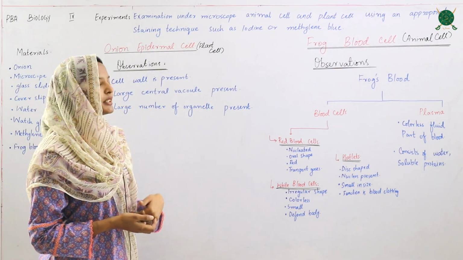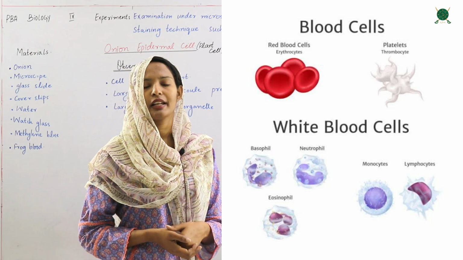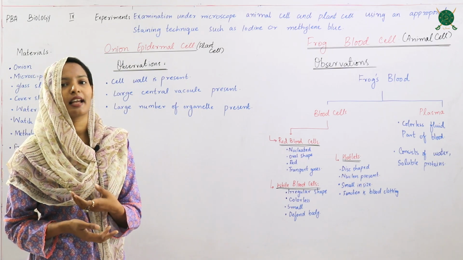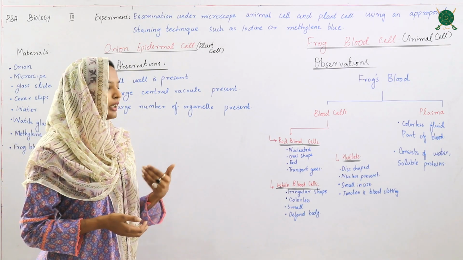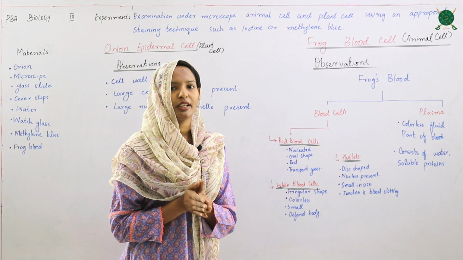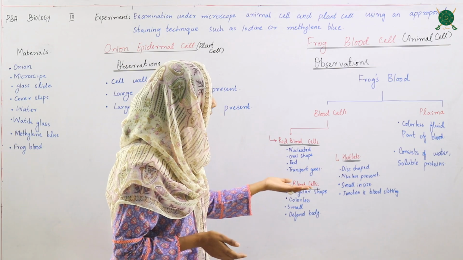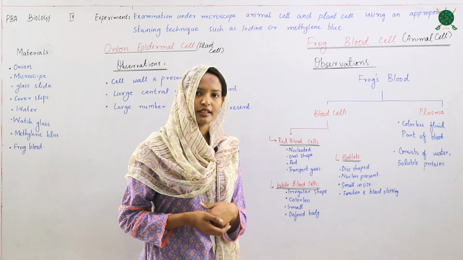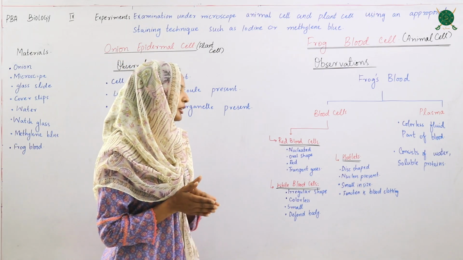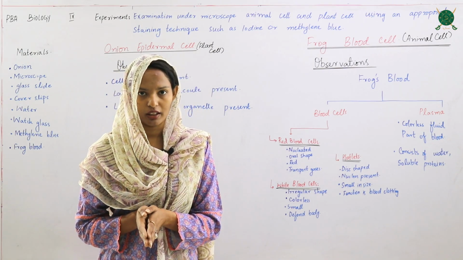Moving towards white blood cells, the white blood cells are irregular in shape. They do not have any specific shape, and they are comparatively smaller in size than red blood cells. The function of white blood cell is to defend the body against the invading microorganisms or diseases. Last, platelets are present, which are disc-shaped and they are even smaller in size than red blood cells. Their main function is that platelets help in blood clotting.